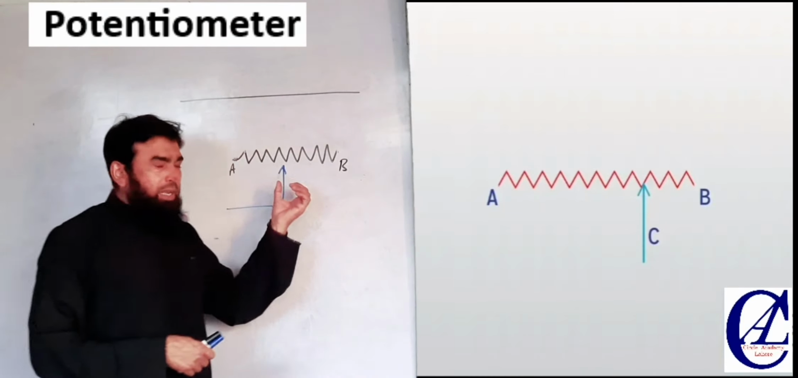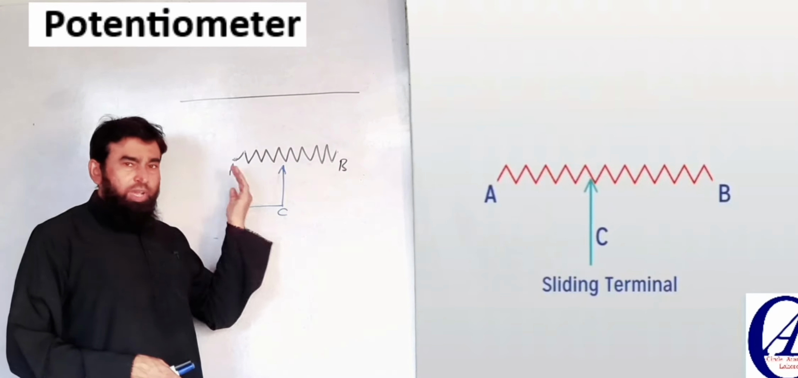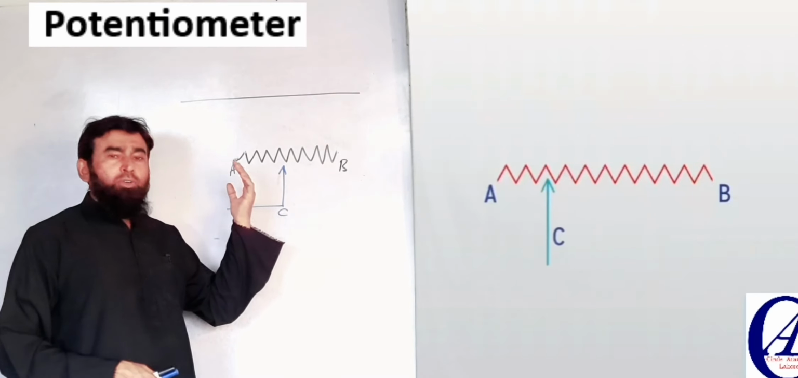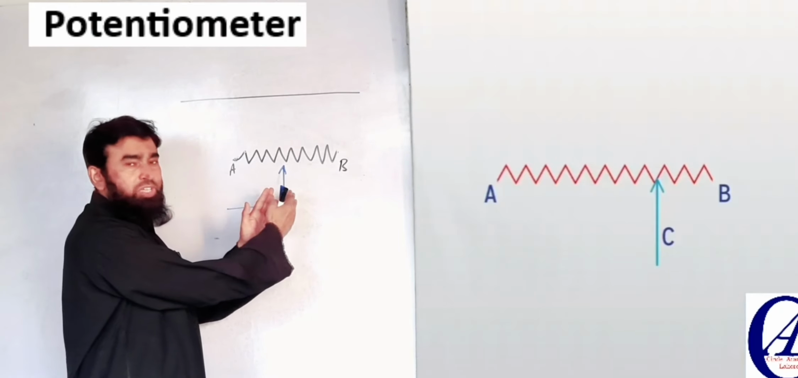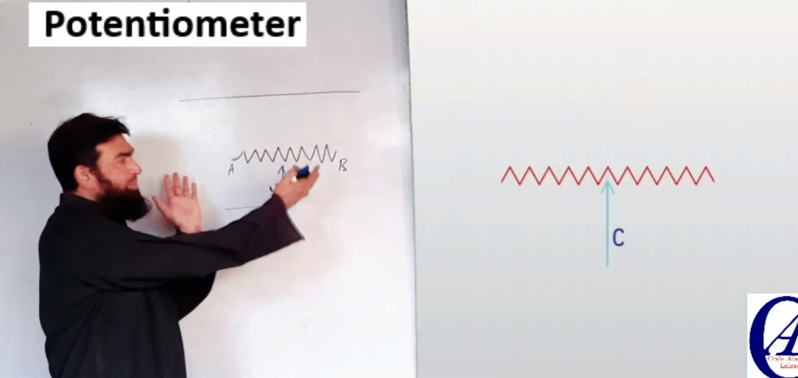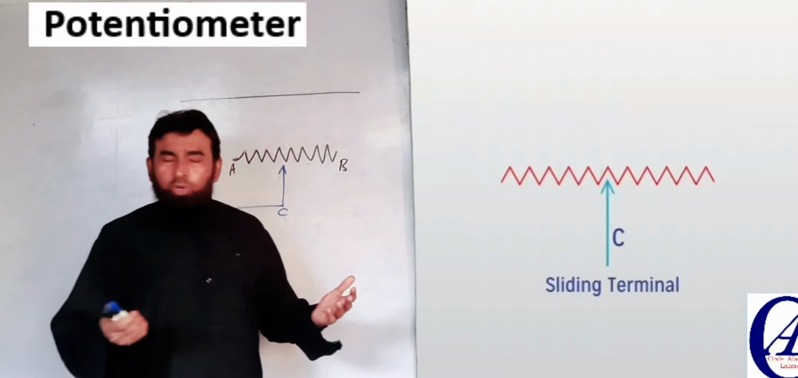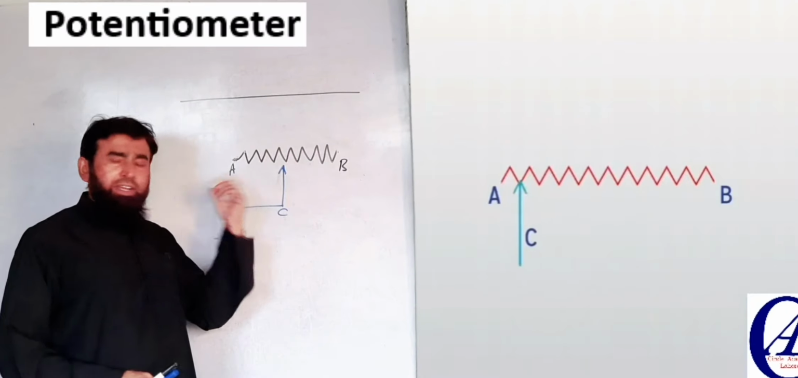So, this sliding terminal can be brought near A or near B very easily. I can slide it towards A or B. This sliding terminal is used here to change the resistance of the circuit. So, this is basically the potentiometer. You can very easily say that the potentiometer consists of a wire and the sliding terminal.